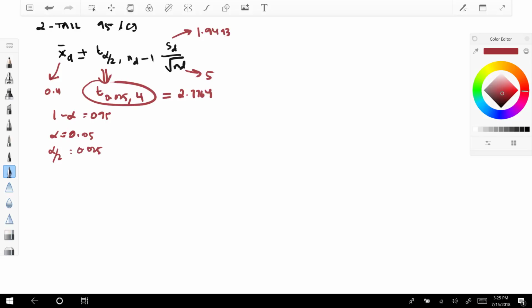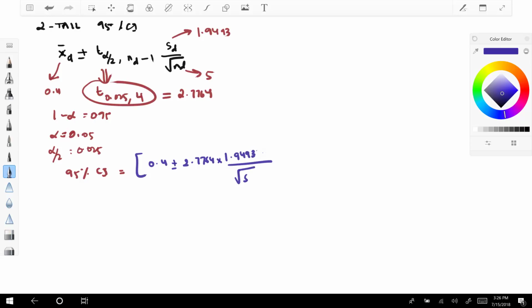So now our 95% confidence interval would be 0.4 plus or minus 2.7764 multiplied by 1.9493, let's leave it at 4 decimals, divided by the square root of 5.